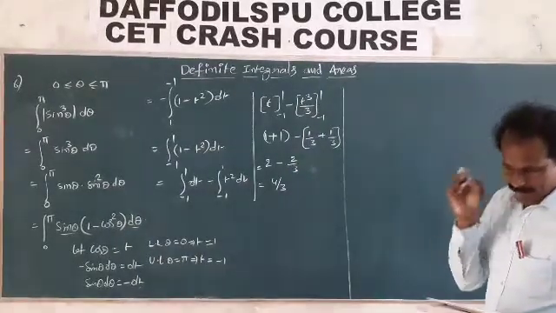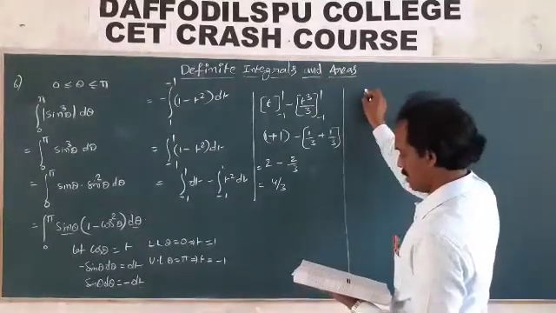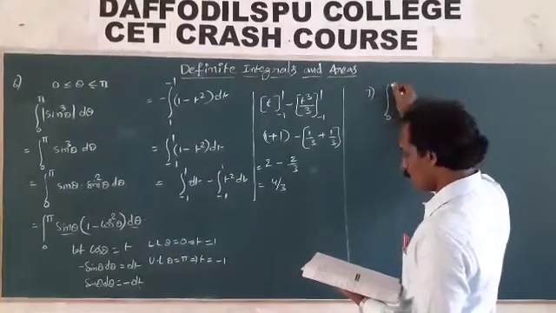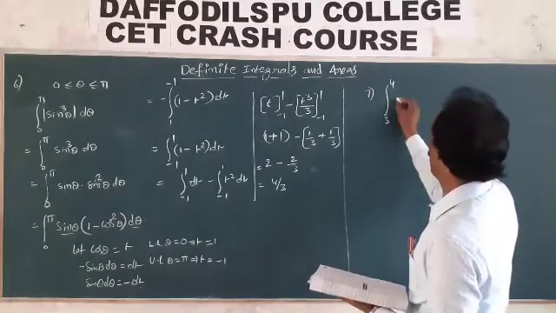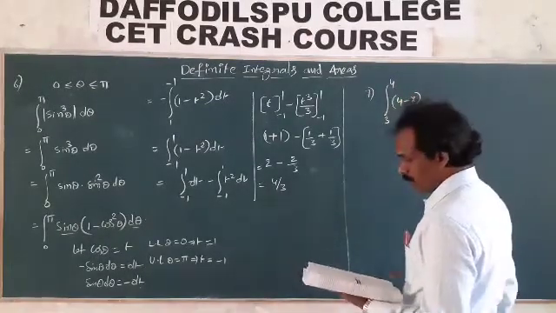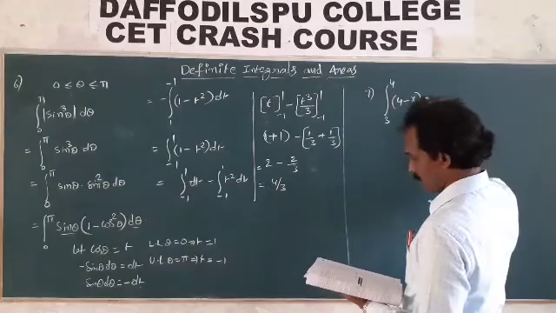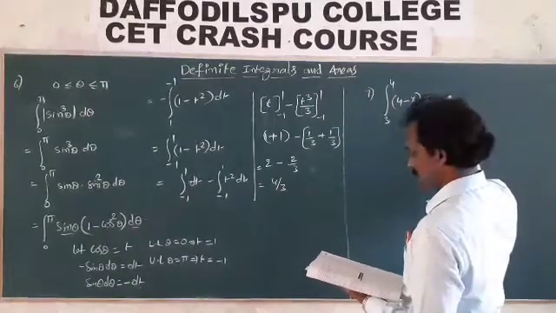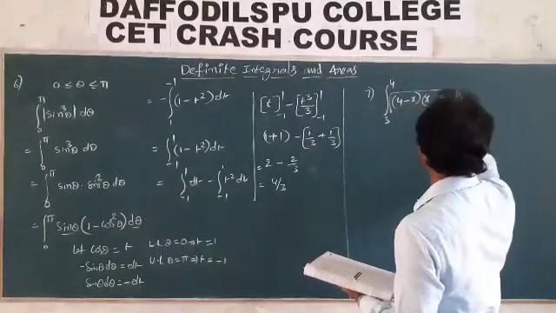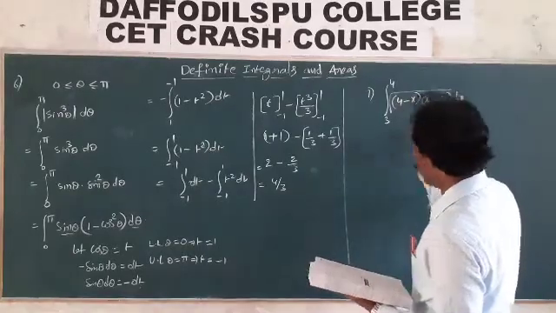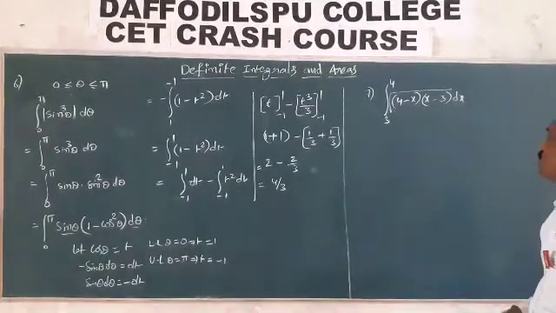Next, the value of the integral from 3 to 4 of the square root of (4 minus x)(x minus 3) dx. This one, 4 minus x times x minus 3, under the square root.